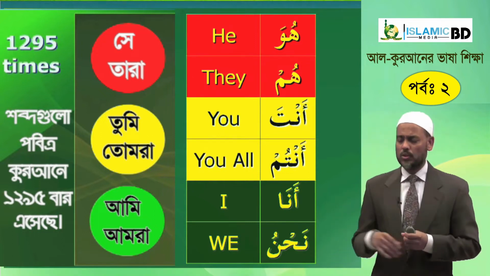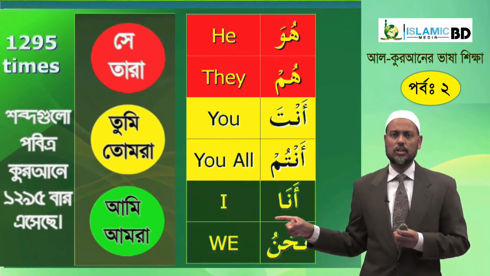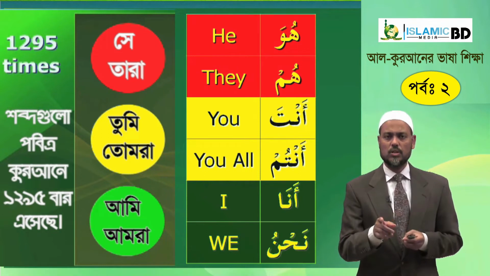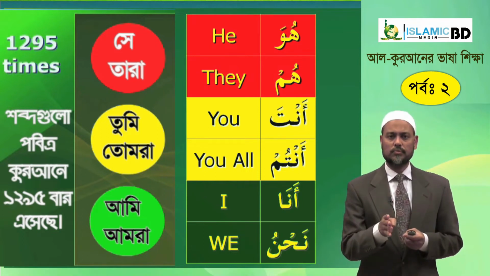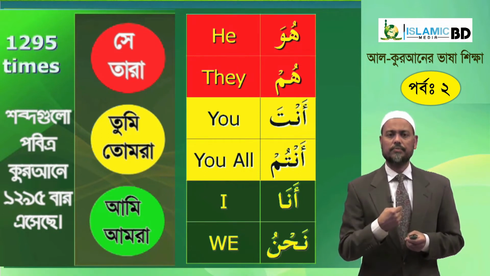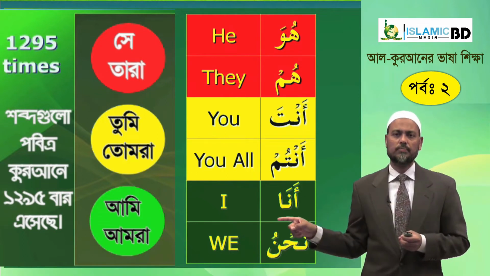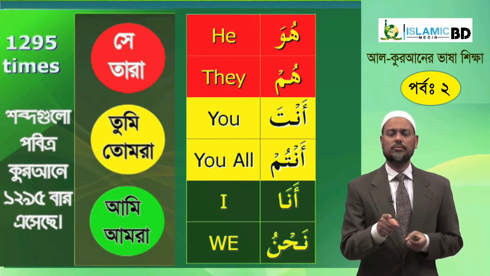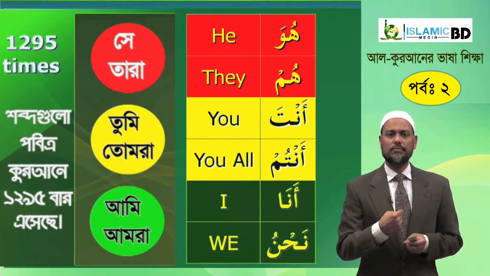Please repeat after me. Huwa, he. Hum, they. Anta, you. Antum, you all. Ana, I. Nahnu, we. Huwa, he. Hum, they. Anta, you. Antum, you all. Ana, I. Nahnu, we.